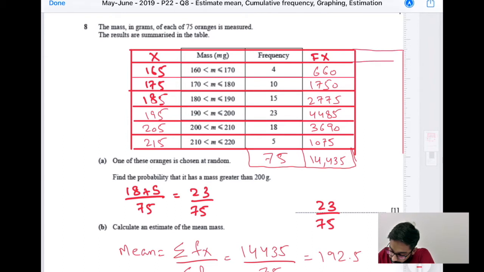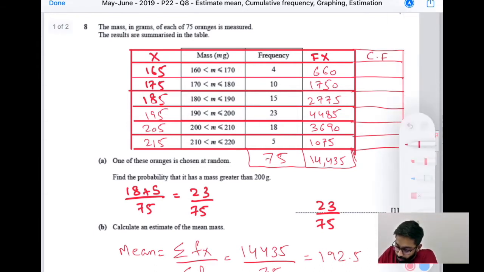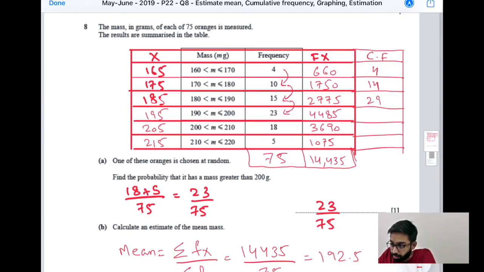I'm going to draw a rough diagram of this, so that doesn't take much time and we are almost done with it. There we go. So CF, or cumulative frequency. The first one is 4. The next one would be 4 plus 10, which is 14. The next one would be 14 plus 15, which is 29. Then 29 plus 23, which gives us 52. Then 52 plus 18 gives us 70. And then 70 plus 5 gives us 75.